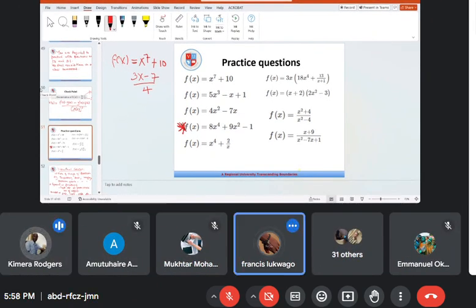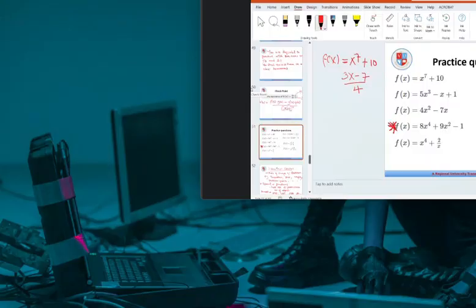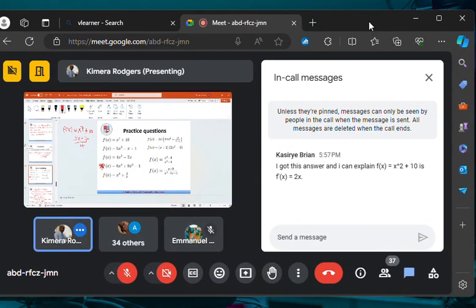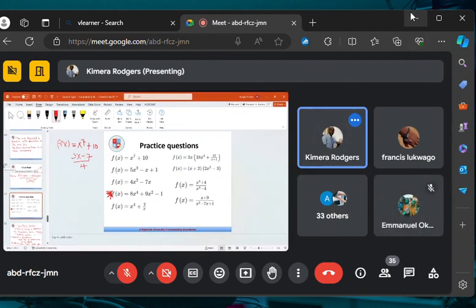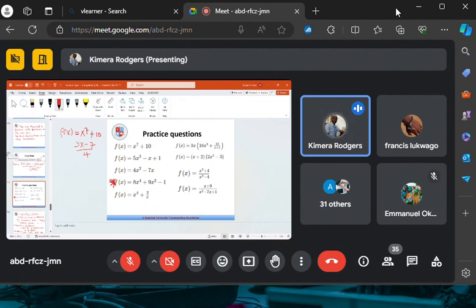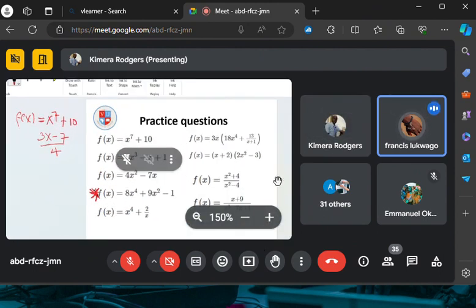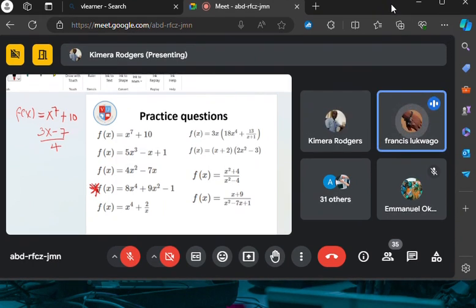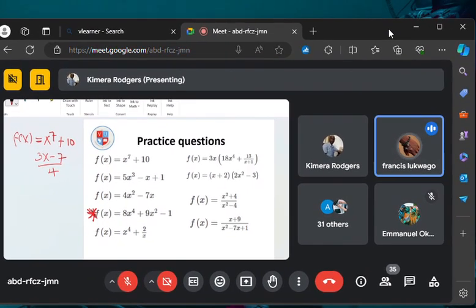I substituted. f(x) equals x squared plus 10. Okay, I don't know where you got that question anyway. You substituted the first rule of 12. Could you please roll up this? Let me see. There is a slide where you are listing the rule.